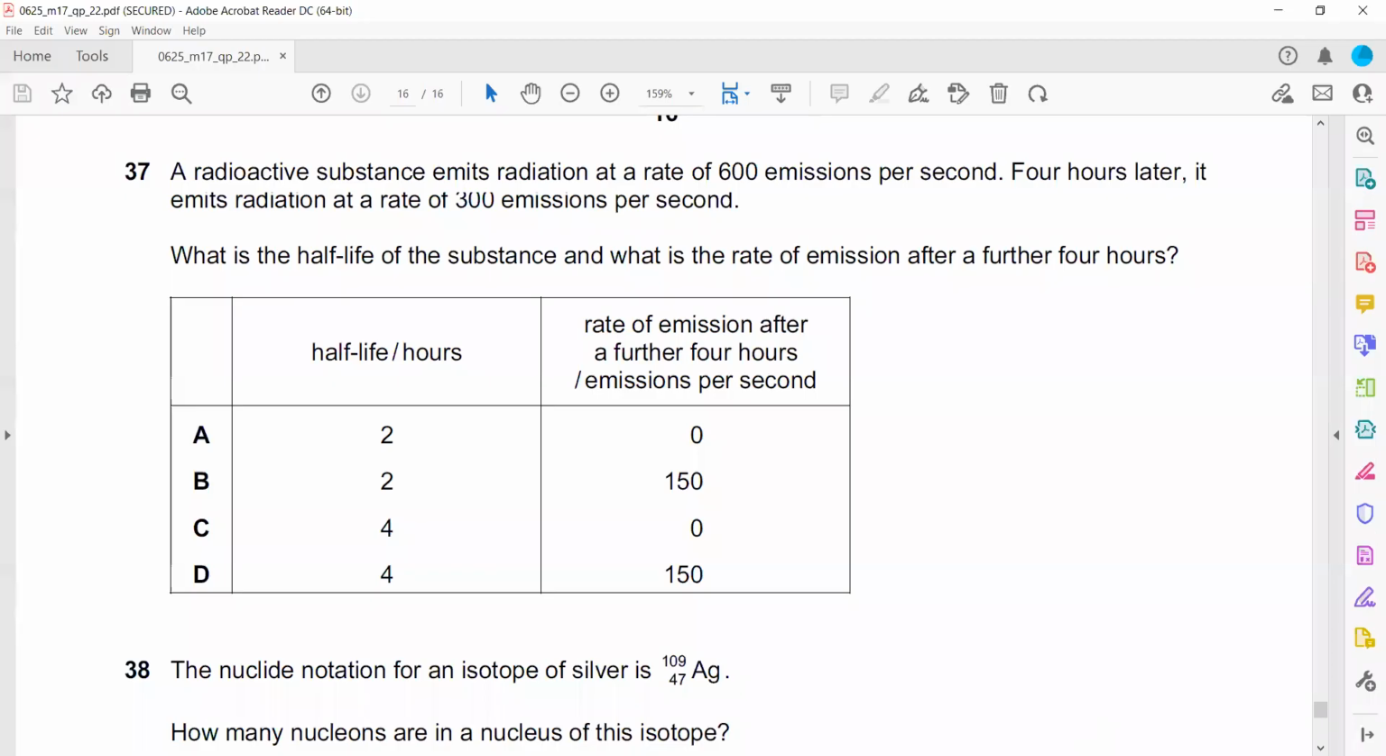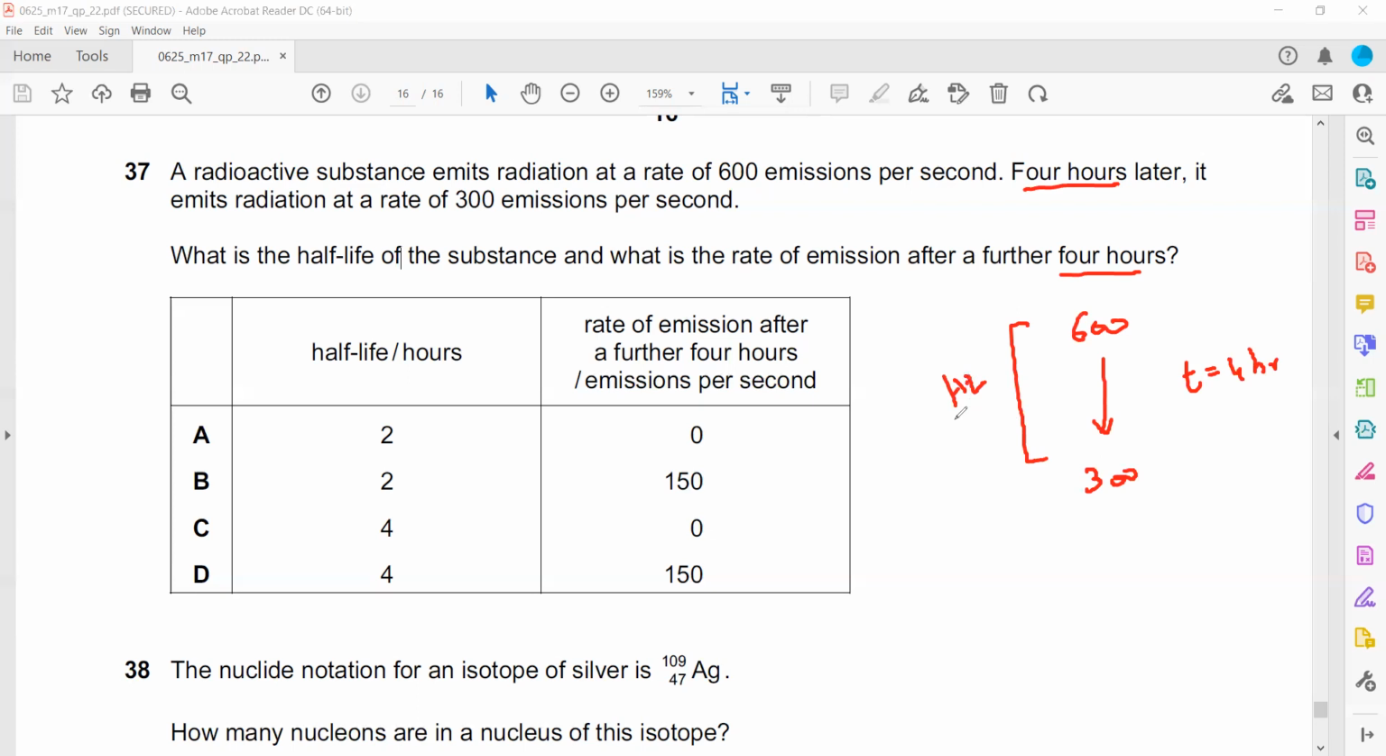In this question, there is a radioactive source. The substance emits radiation at a rate of 600 emissions every second. 4 hours later, it emits at 300. What is the half-life of the substance and what is the rate after a further 4 hours? So basically it was 600 and 600 became 300, so it became half. The time it took, as I mentioned, was 4 hours. The time it took to become half of its original is known as the half-life.